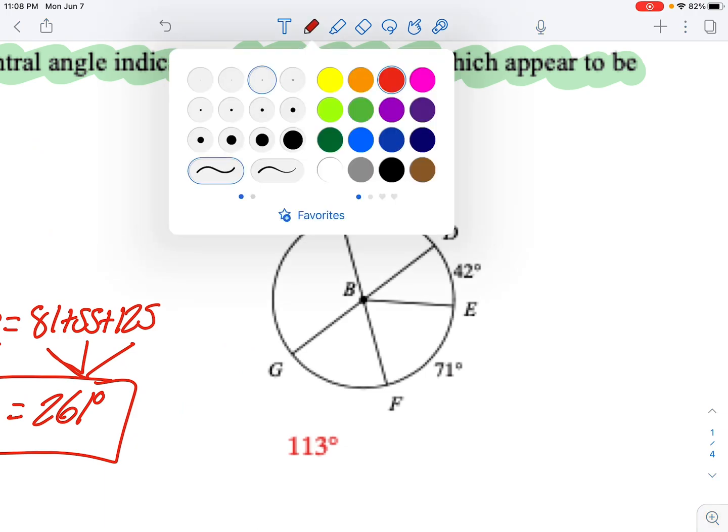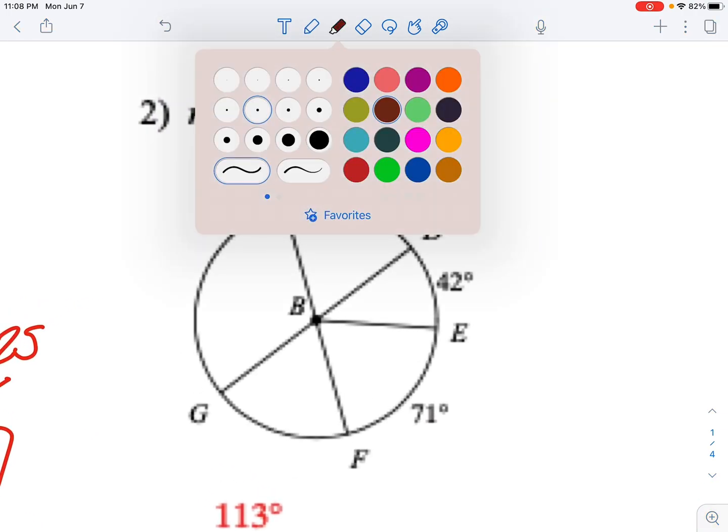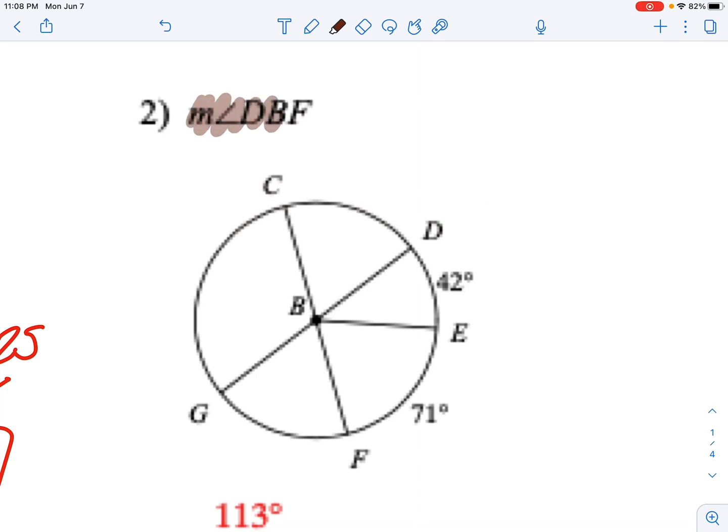All right, so let's go to number 2 here. Number 2 says we're going to find angle DBF. So we're going to find this angle right here, right? We're going to find that angle, DBF, right there.